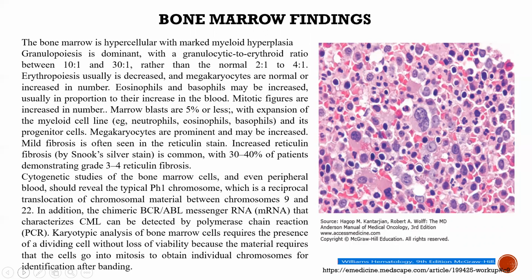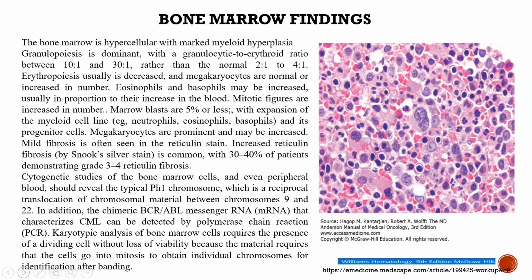Myeloblasts are 5% or less, with expansion of the myeloid line and its progenitor cells. Megakaryocytes are prominent and may be increased. Mild fibrosis is often seen in the reticulin stain. Increased reticulin fibrosis is common, with up to 40% of patients demonstrating grade 3 to 4 reticulin fibrosis.